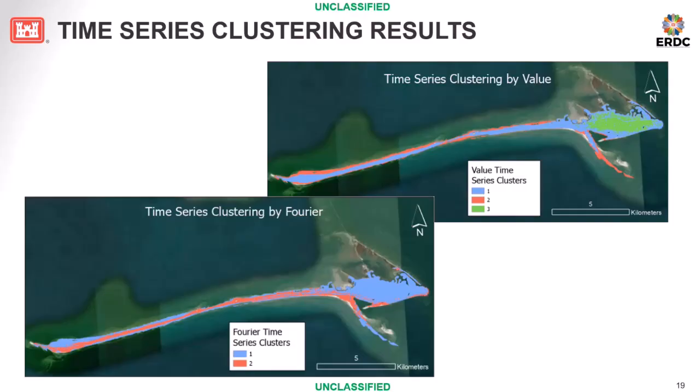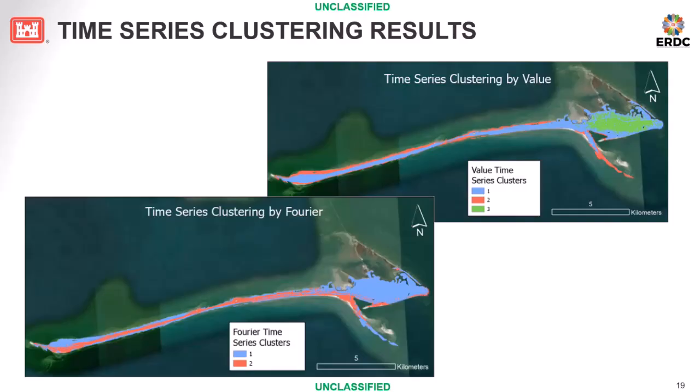So the reduction from 3 value clusters to 2 Fourier clusters reveals that the eastern developed end of the island has a distinctly different elevation history from the low-lying bayside, and it shares the same underlying periodic and seasonal forcing pattern, suggesting that the development, the infrastructure on the eastern end has altered the elevation response, but is not a fundamental driver of those physical changes.